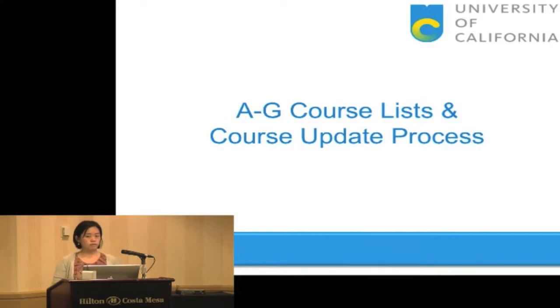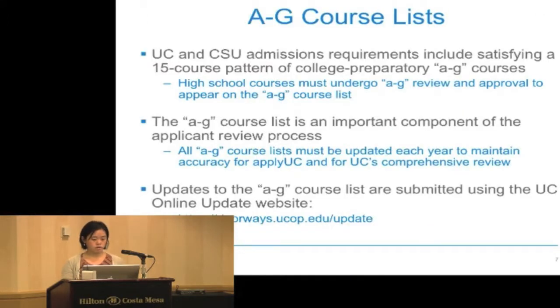So I'm guessing that most of you here are probably familiar with the UC's A to G course list and how to submit courses to UC. But I do want to review the basic steps here and the timeline of the course submission process because of some of the changes that will be taking place starting next year, 2013.